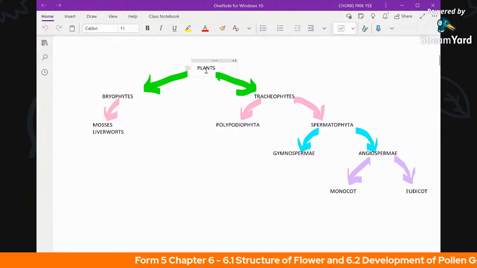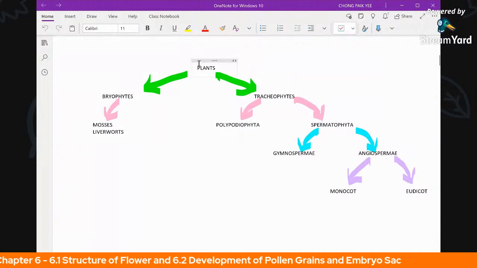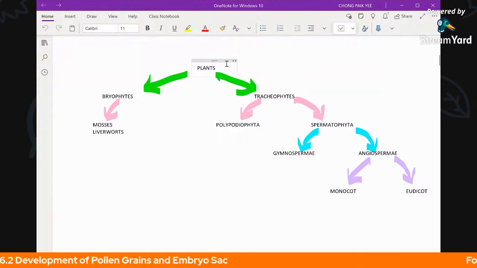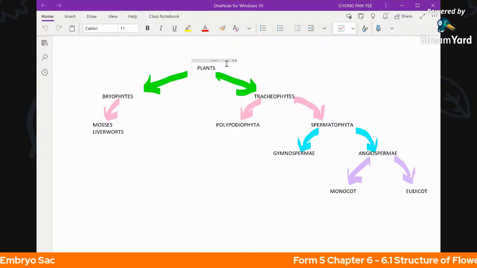Now, plants are one of the kingdoms. We have 6 kingdoms, and one of them is called Plantae. Under plants, the characteristic is, of course, they are able to make their own food using sunlight energy. So they have chlorophyll and so on.